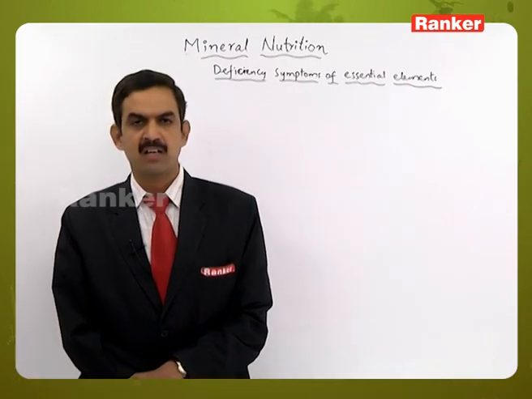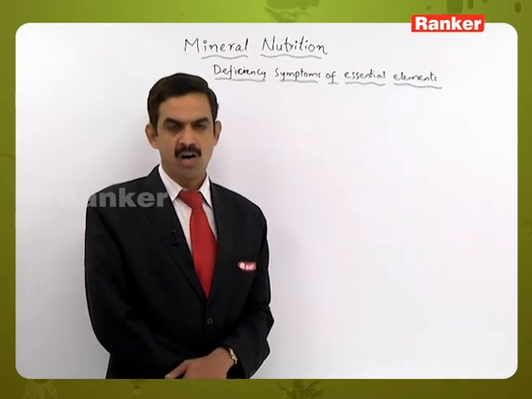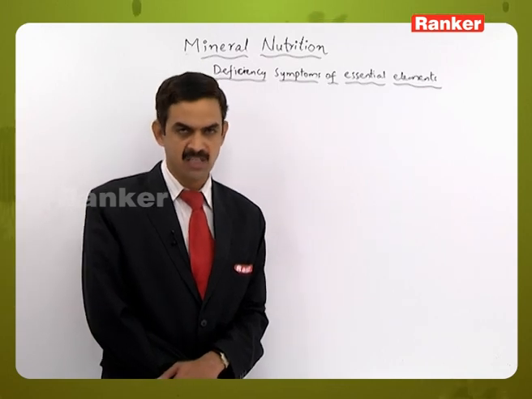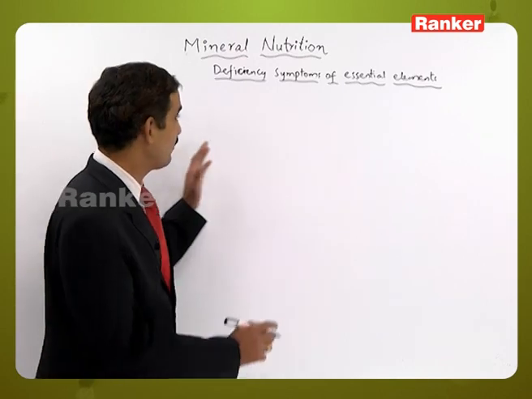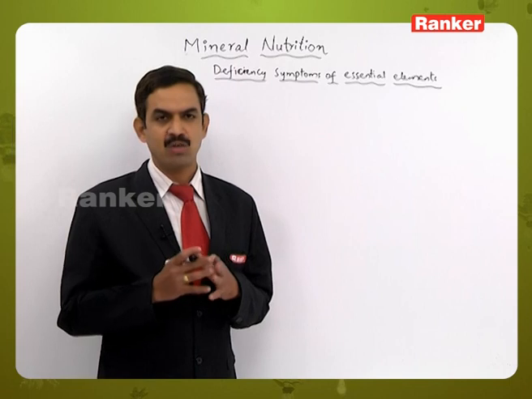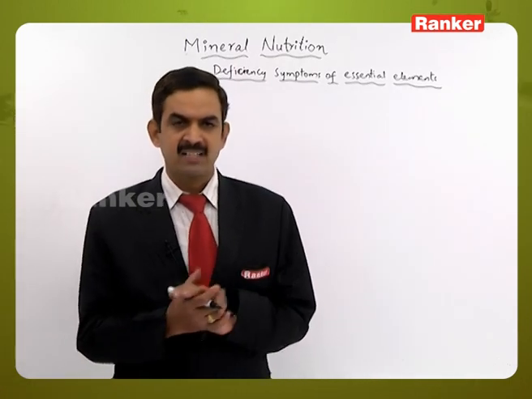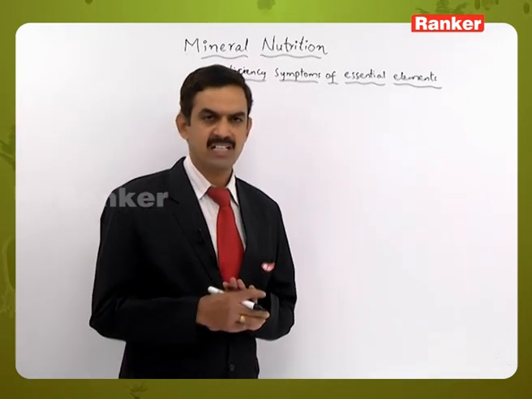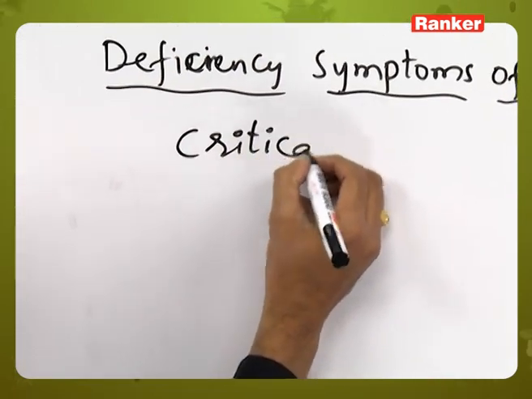But if the requirement of those elements is not met, or if the plant is not getting the required amount of that particular essential element, then the plant will show deficiency symptoms. So here there is a required concentration. If the plants are not getting the element in the required concentration, then the plant will show deficiency. That concentration is called the critical concentration.